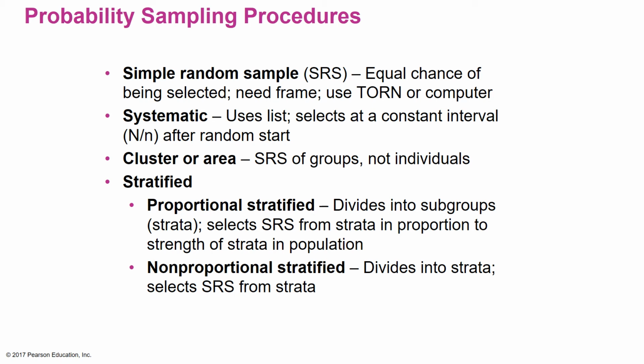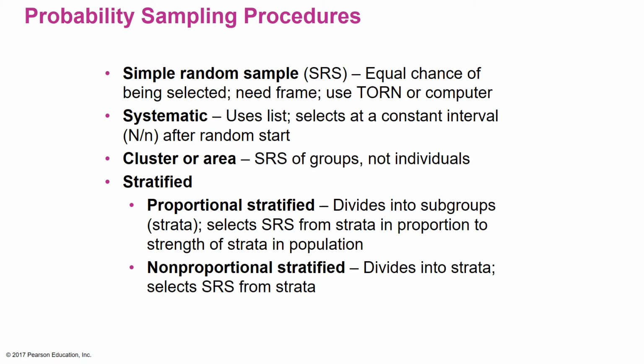Cluster or area, right? So simple random sampling of groups, not individuals. So you have 150 schools in your school district. Well, I'm just going to randomly select schools. You're not randomly selecting from the entire population of students that are in all of the school districts, right? You're randomly selecting the group of students.